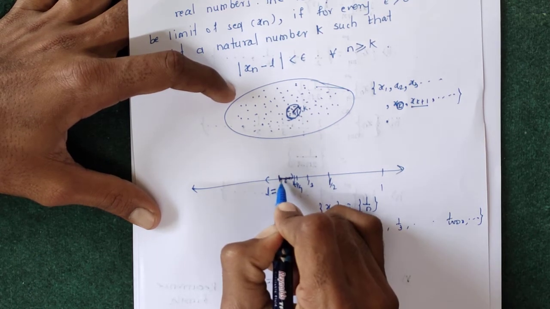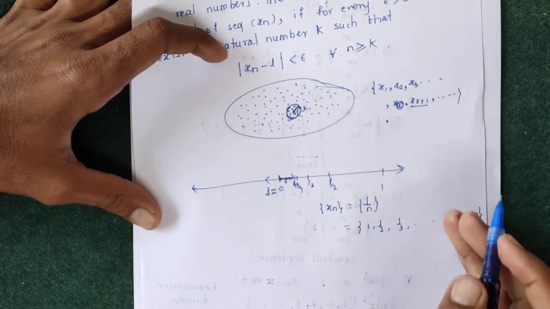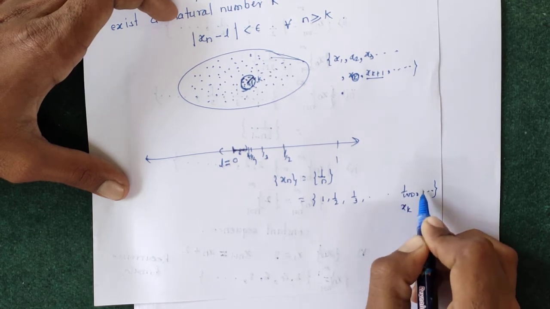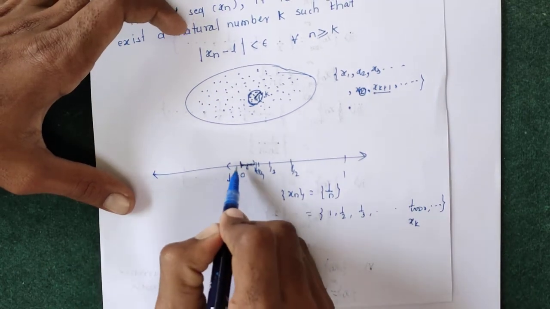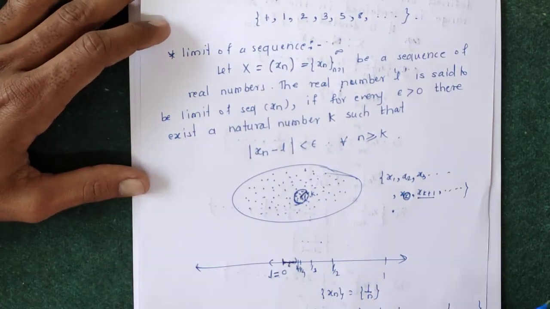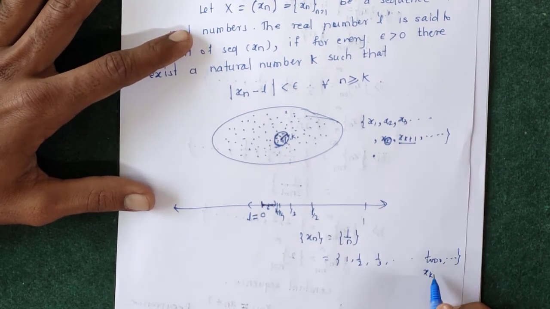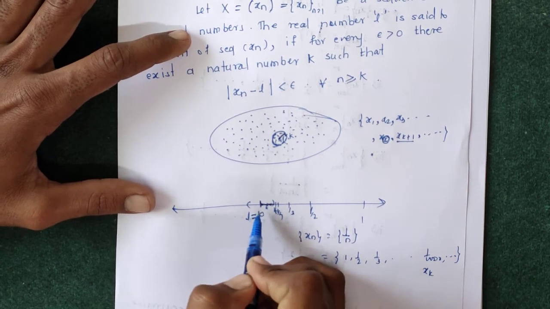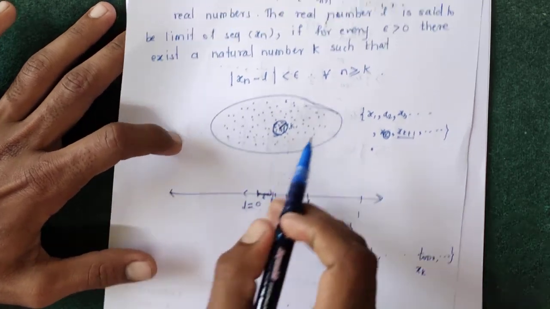So for any smallest epsilon we can find a value of k such that all the remaining elements exceeding xk, that is xk plus 1, xk plus 2, xk plus 3, lie very close to 0. So we can say that this sequence has limit 0. Whenever we say that a sequence has limit, then for every epsilon positive there must be some element k of the sequence, after that all the elements lie very close to that limit L, then we say that the sequence has limit L.